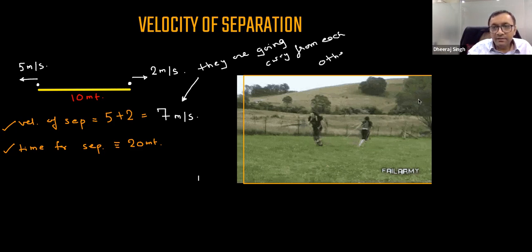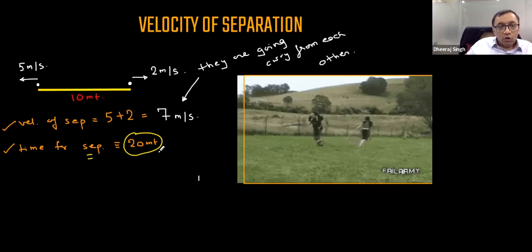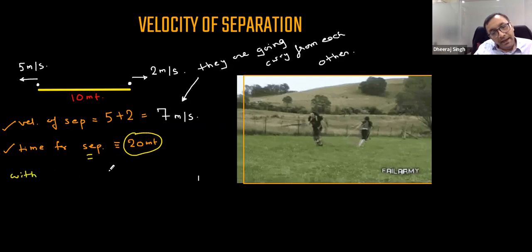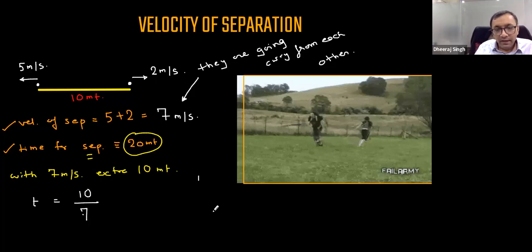Now tell me here, what is the answer? Time for separation to become 20 meters. Initial separation is 10. So how much extra separation was done? 10 more. So with 7 meter per second, extra 10 meter was covered. So the time is 10 divided by 7. Clear? Type in.